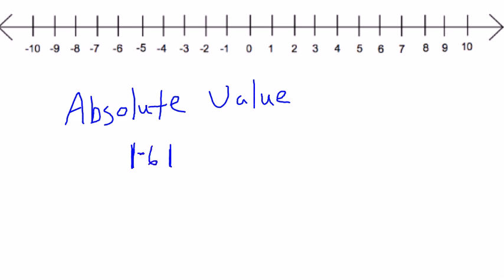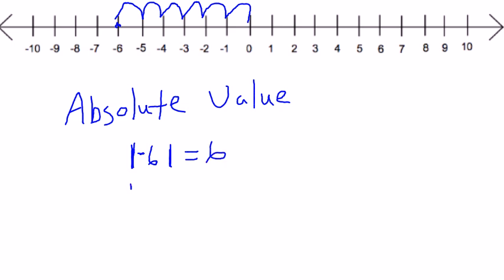Right? Okay. So if I want to know what the absolute value of -6 is, I'm asking myself, how many spaces from 0 is -6? I don't care that it's on the negative side of the number line. I just care about how many spaces it is from 0. Well, it's 1, 2, 3, 4, 5, 6 spaces away from 0. So the absolute value of -6 is simply 6.